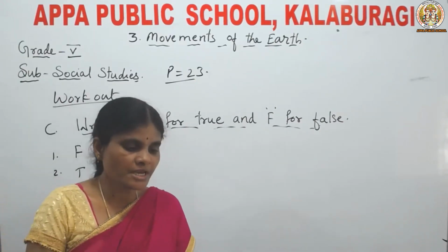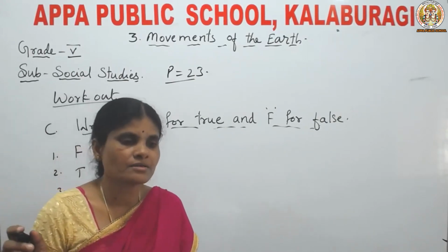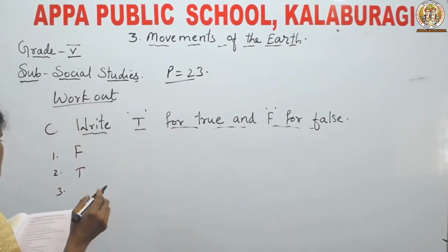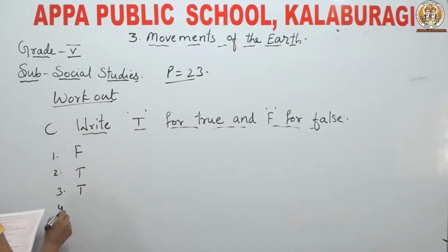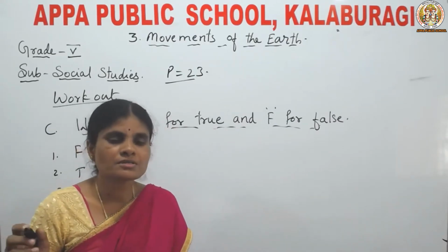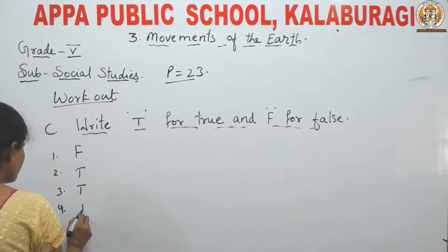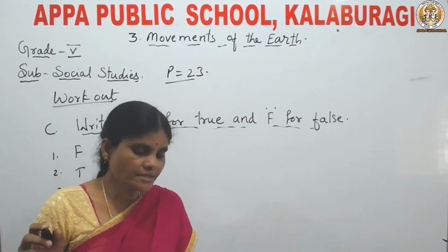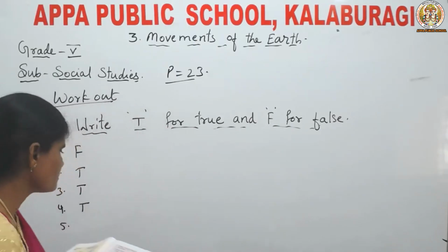Third one. The change of seasons occur due to the revolution of the earth. Already I told you, due to the revolution of the earth, seasons occur. True. Fourth one. A leap year occurs every 4 years. Already I told you, leap year occurs every 4 years. True. Fifth one. The days and nights are equal during winters. It is false.